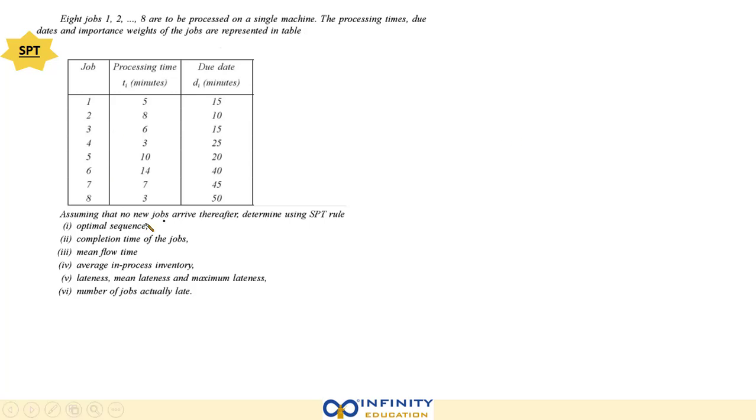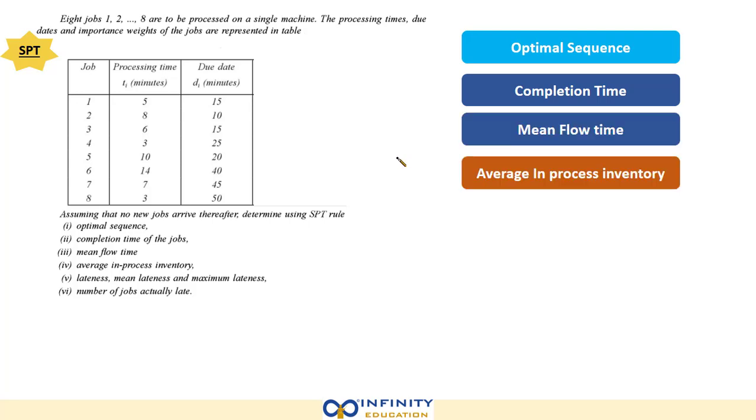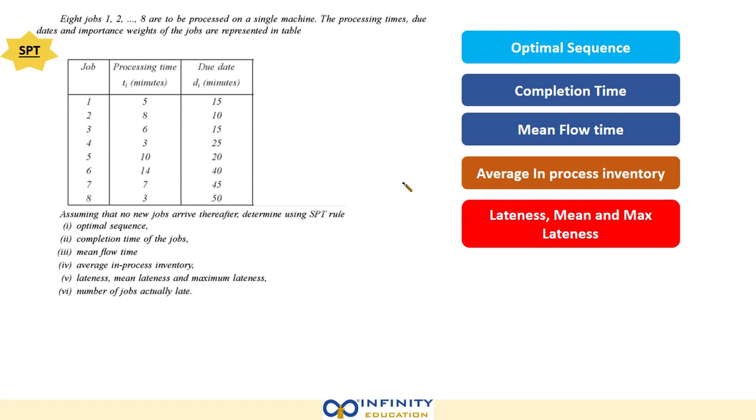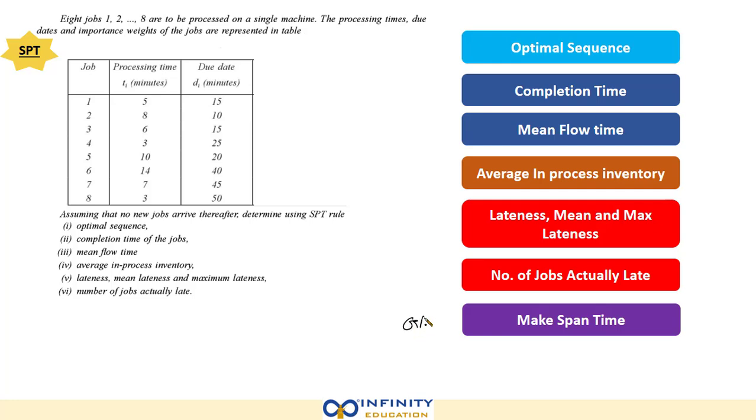The data is given over here. The data is the same as in the previous video. The additional questions asked are: what is the optimal sequence? What is the completion time and mean flow time? What is the average in-process inventory? What is lateness, mean lateness and maximum lateness? How many jobs are actually late? And the last one is makespan time. This last question is generally asked in the GATE examination. We will discuss this also in this video.